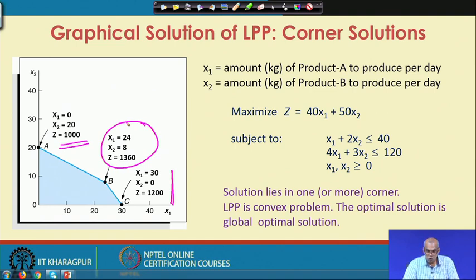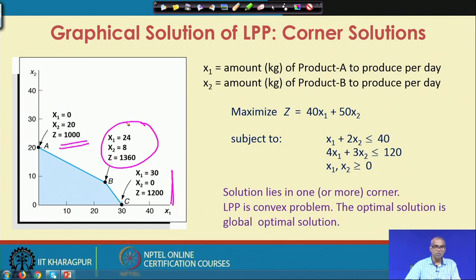One interesting thing to note is that in a linear programming problem, the solution will always lie in a corner point. In fact, the solution will always lie in one or more corner points, when there is an optimal solution, or more than one optimal solution, multiple optimal solutions. We will talk about that in the next class. But right now, let us understand that the optimal solution will always lie in a corner point. So, if you visit the corner points, you can also find the optimal solution.